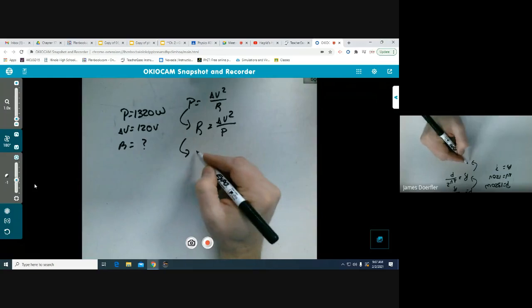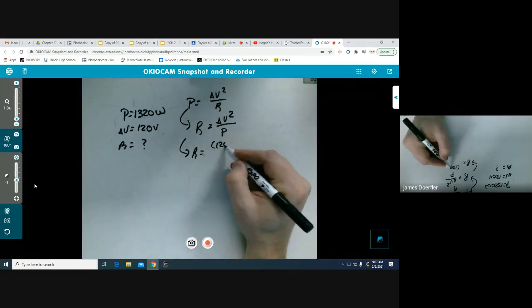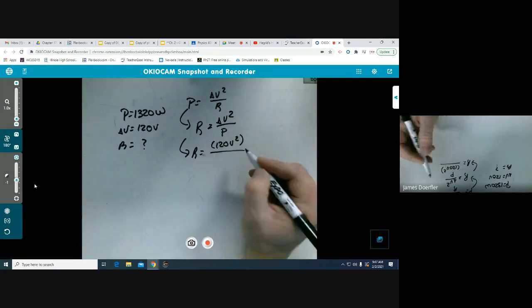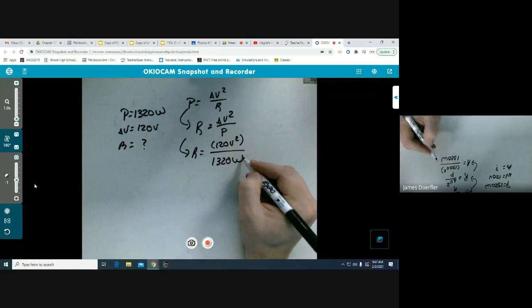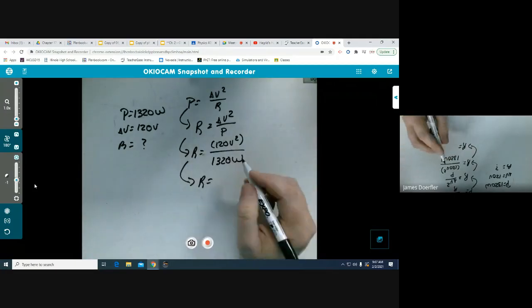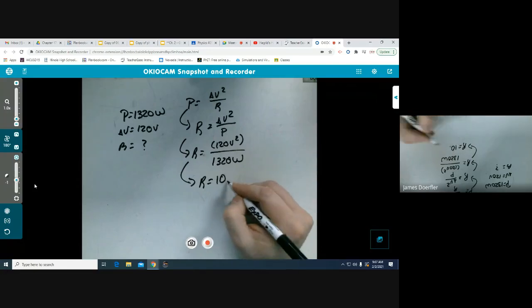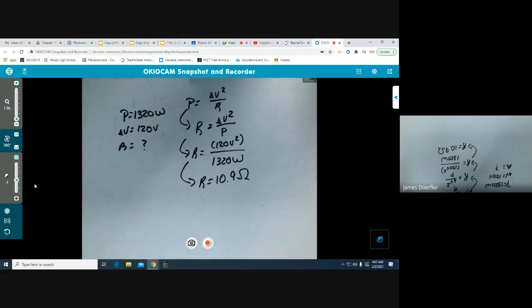And then we can go ahead and plug in our values once we got it set up. So we have 120 volts squared over 1,320 watts. So once you get this in here, you should have an answer of 10.9 ohms.